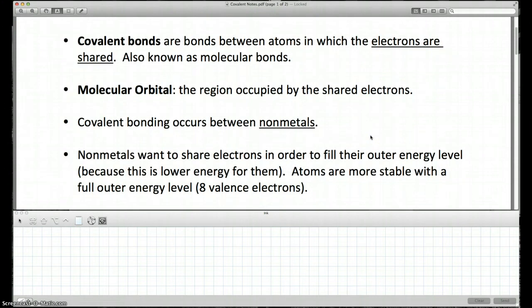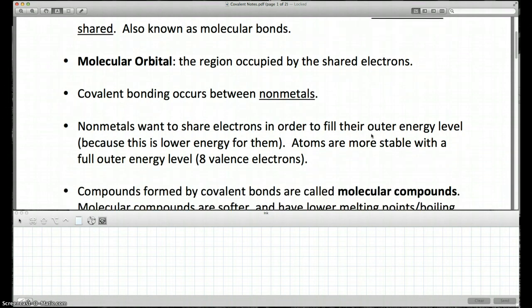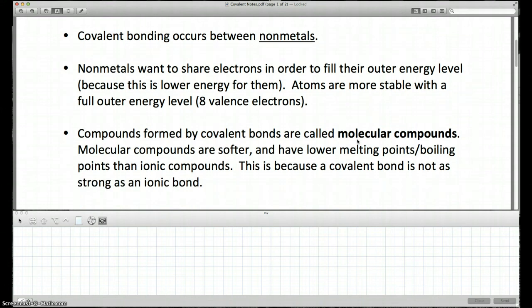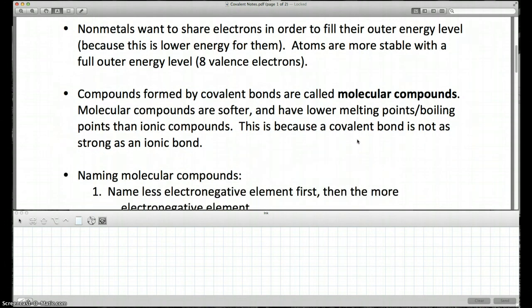I'm not going to read through all these notes. I will expect you to read them, though. I just want to highlight the important stuff and get to the skill-based stuff. Octet rule, very important. They want that 8, so they're more stable. Covalent compounds are also called molecular compounds. They have low melting points and boiling points because the bonds are weaker than an ionic bond.